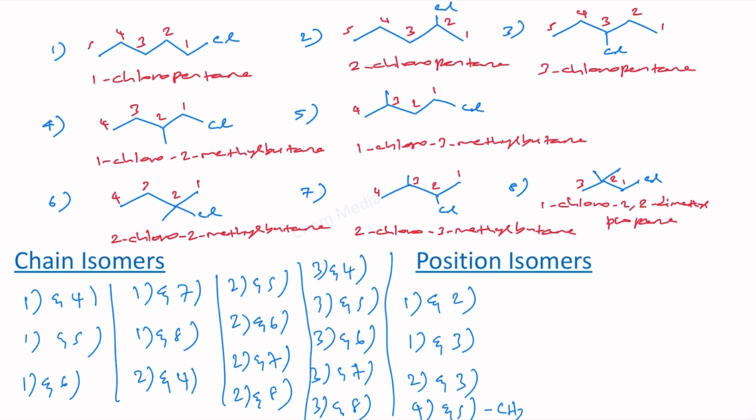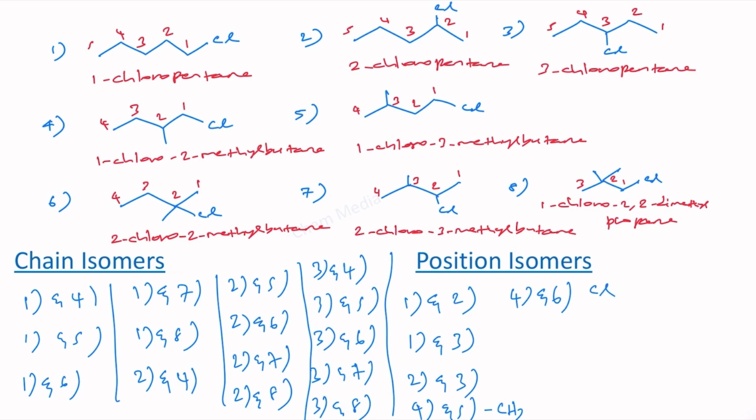How about 4 and 6? 4 and 6, parent chain is same, butane. Side chains are also same, but their positions differ. The chlorine atom position differs. Therefore, 4 and 6 are position isomers due to the position of the chlorine.